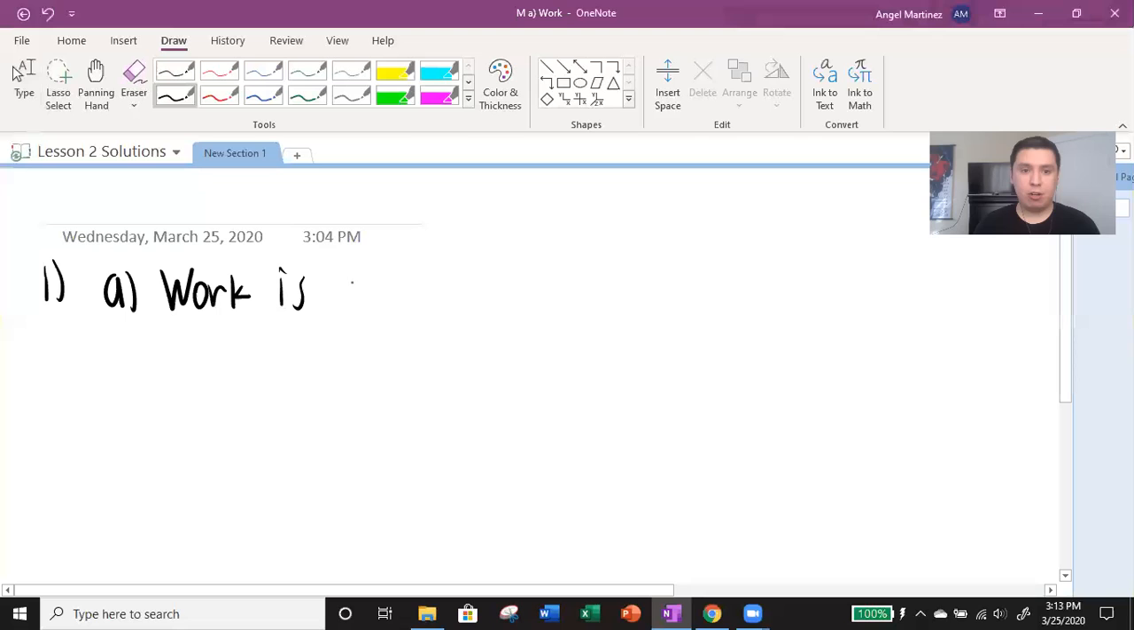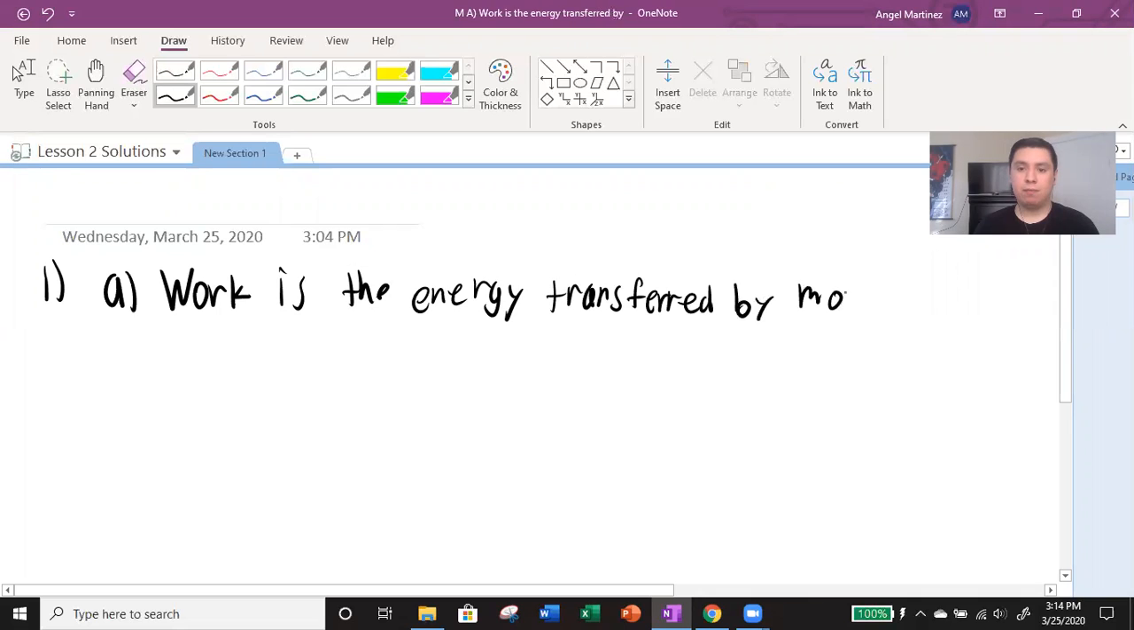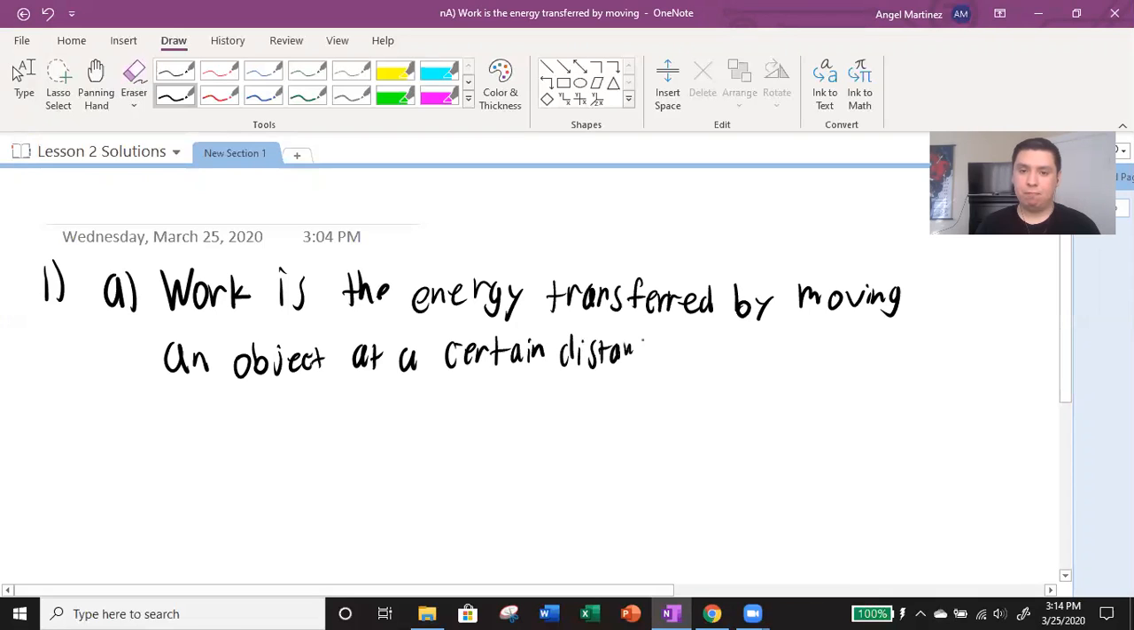So work is the energy transferred by moving an object at a certain distance with a force. So basically what that tells us is that W, which is an energy, the work, is equal to force times distance. F is the force, D is distance, usually in meters.